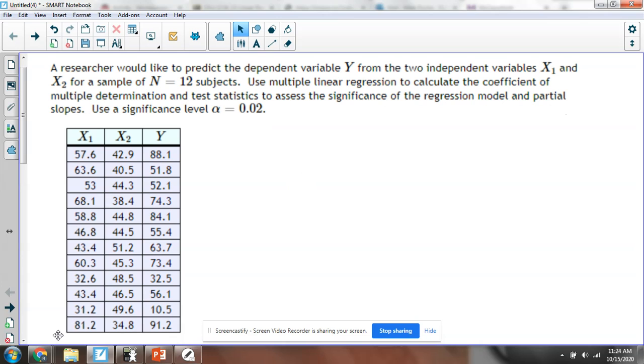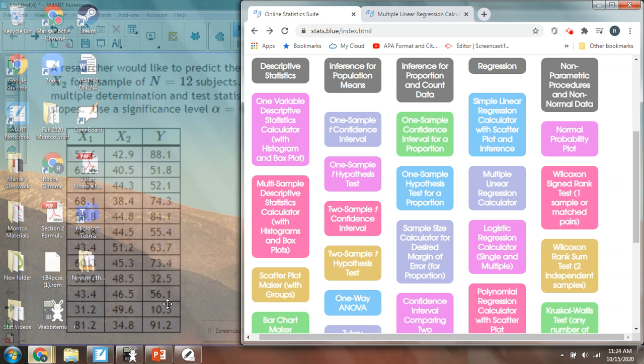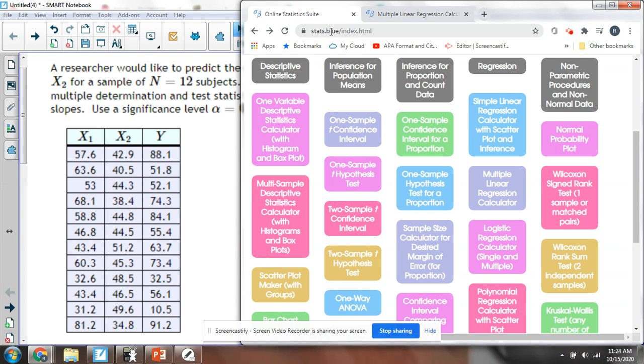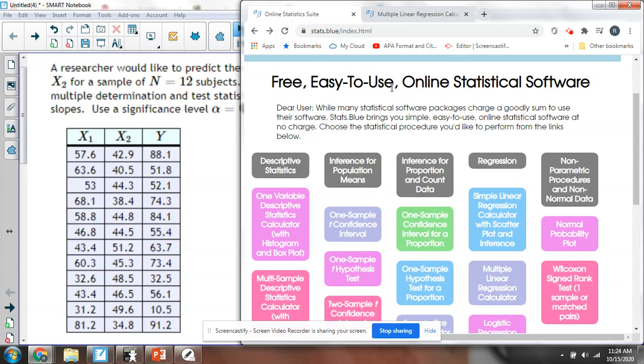The first thing you want to do is go to the internet. You want to go to this website. The address is stats.blue/index.html. Okay. There's a link to it on our Blackboard page under the chapter 12 course materials. I think at the very bottom, it just says blue stats or something like that.